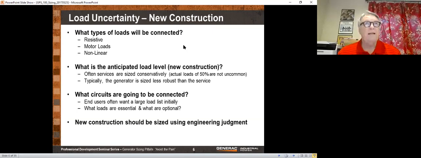The second way, actually measuring it. Tell someone to turn on all the loads and then measure. And then I like to use the 80% rule. And the third way is with engineering drawings. That's the way we tend to do it probably the majority of the time.